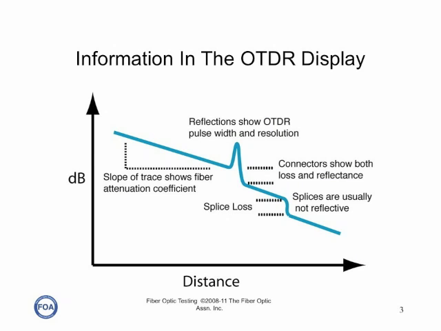The OTDR gives us lots of information in the trace. The slope of the trace shows the fiber attenuation coefficient. The connector loss is shown by a drop at a connector, which typically is a reflective event, and that also allows the OTDR to measure the reflectance. Splice losses are usually not reflective events, but the OTDR can measure the splice loss by looking at the drop in power across the event. There's lots of information here if we know how to use it properly.